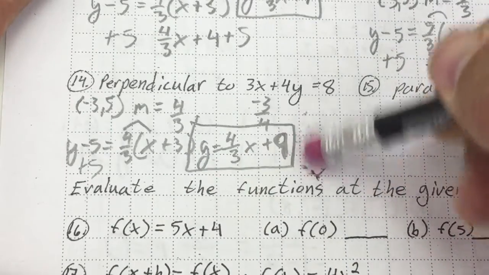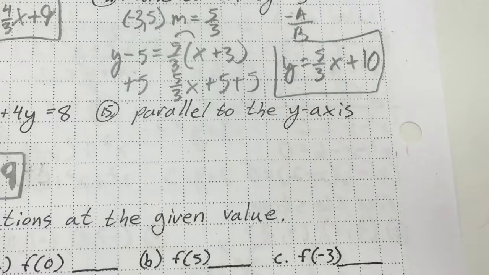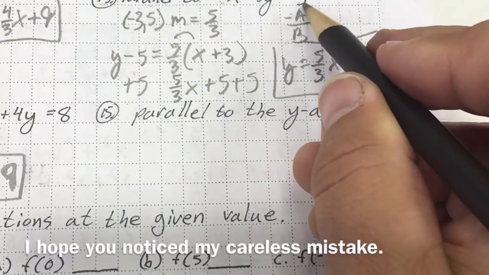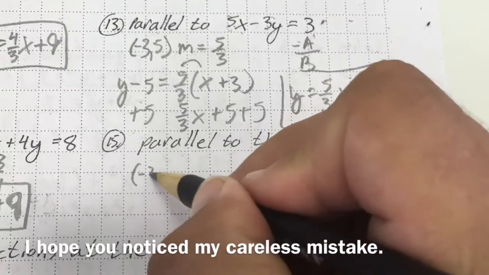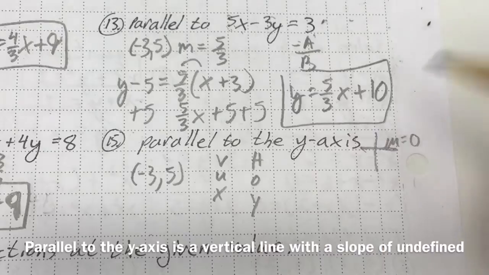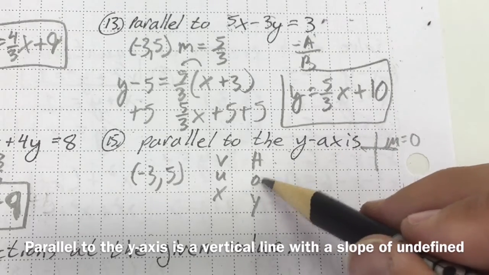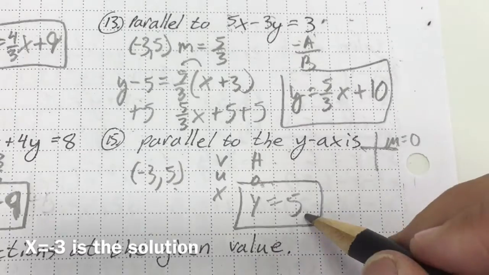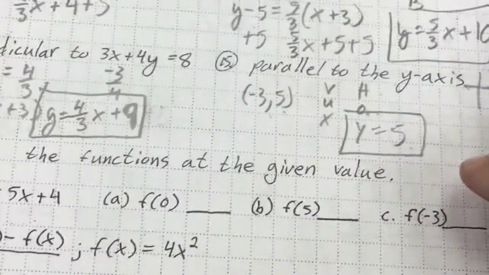Sorry, I did that little shortcut there. Parallel to the x-axis, that's going to be a slope equals 0. So it goes through the coordinate negative 3, 5, and has a slope that's 0. So I'm going to use the horizontal rule on that. And its slope is 0, so it's going to be y equals whatever the y value is, 5. And that's the equation of the line parallel to the axis that passes through negative 3, 5.